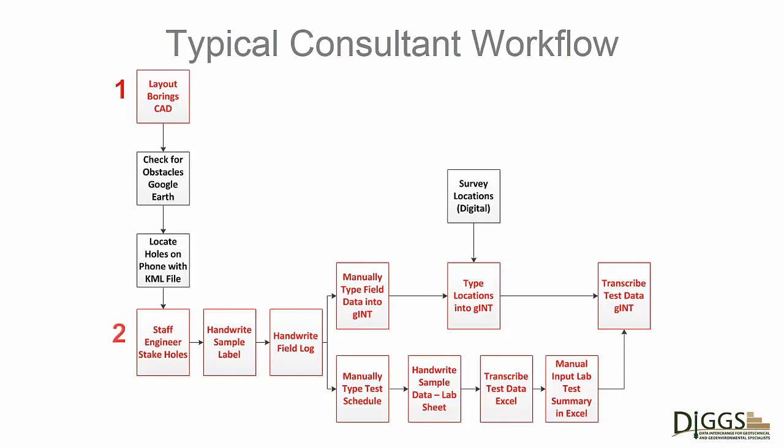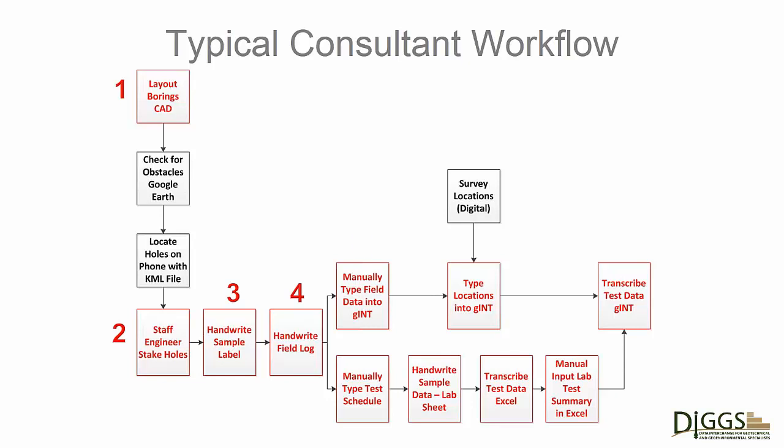You might export that to a KML file, which is good because you can check for obstacles in Google Earth and send it to your field personnel so they can locate it. But then when your staff engineer goes out to the field, he stakes those boreholes in the ground, and he is going to rewrite the borehole ID, project ID, and any other location details you want on the stake so that it can be identified at a later time. Then you're logging the borehole, handwriting the field log and each sample label, so you're re-inputting project number, borehole number, sample number, depth repeatedly.